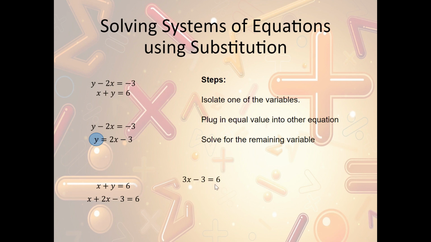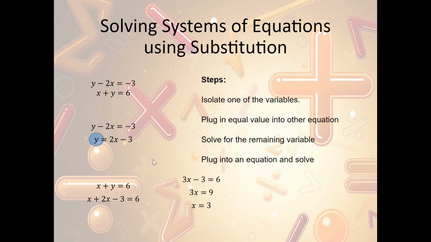I'm going to add 3 to both sides to get rid of this. So I get 3x is equal to 6 plus 3 is 9. Now I'm going to divide both sides by 3 to get rid of this 3. And I get 9 divided by 3 is 3. So x equals 3. Then I plug it into the other equation and solve.